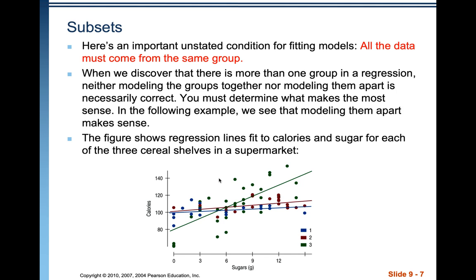Let's think about why those might be on the third shelf. If we're counting from the top, third shelf puts them at eye level for children. Those are probably children's cereals. Two are probably just kind of your standard breakfast cereals. And then one is probably your high protein, low sugar, super healthy cereals.